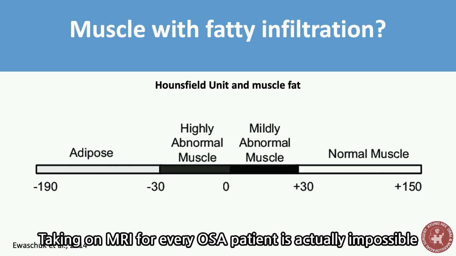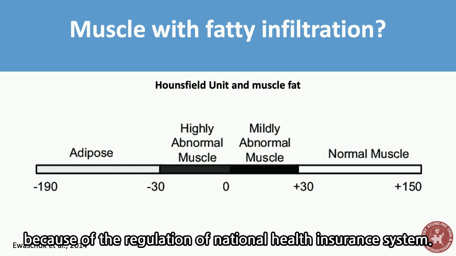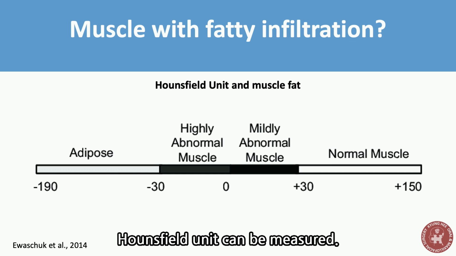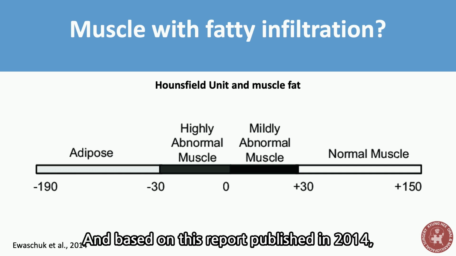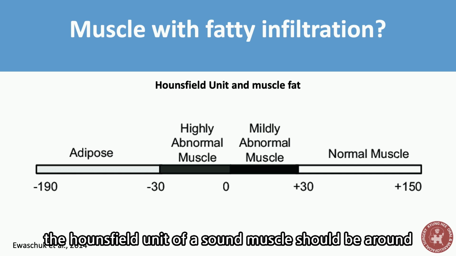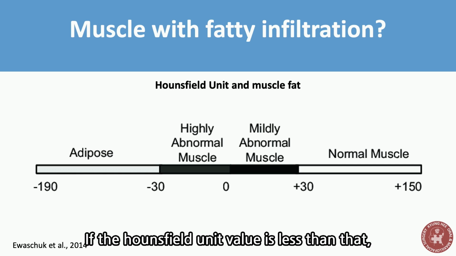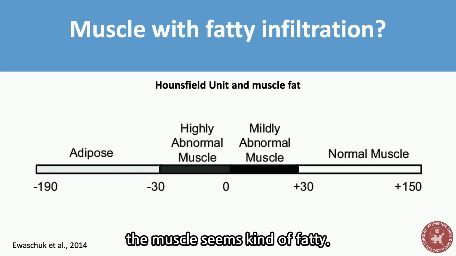Taking an MRI for every OSA patient is actually impossible because of the regulation of the National Health Insurance System. I think we may evaluate the tongue and genioglossus using CT scans. Hounsfield units can be measured, and based on this report published in 2014, the Hounsfield unit of a sound muscle should be at least more than 30. If the Hounsfield unit value is less than that, the muscle seems kind of fatty.